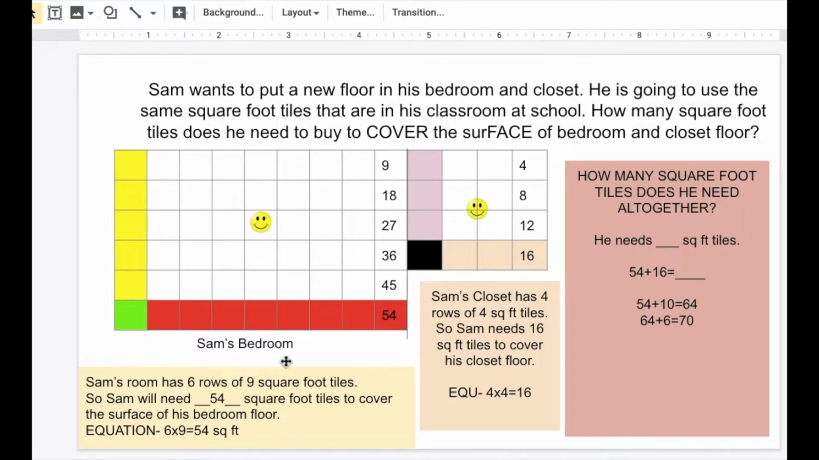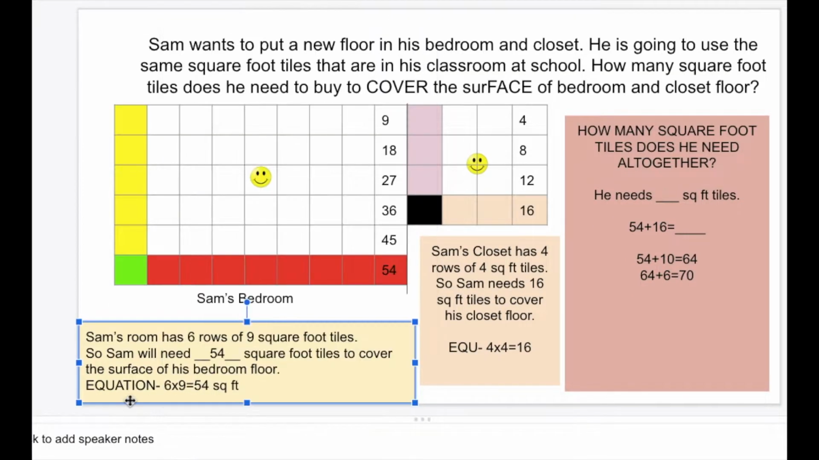So Sam's room has 6 rows of 9 square tiles. So it is 6 feet long by 9 feet wide, and so we skip counted by 9s to find 54 square foot tiles. And then we wrote the equation. 6 rows of 9, or 6 times 9 is 54 square feet. And then we had to go and figure out Sam's closet. What's it going to take to cover his closet?